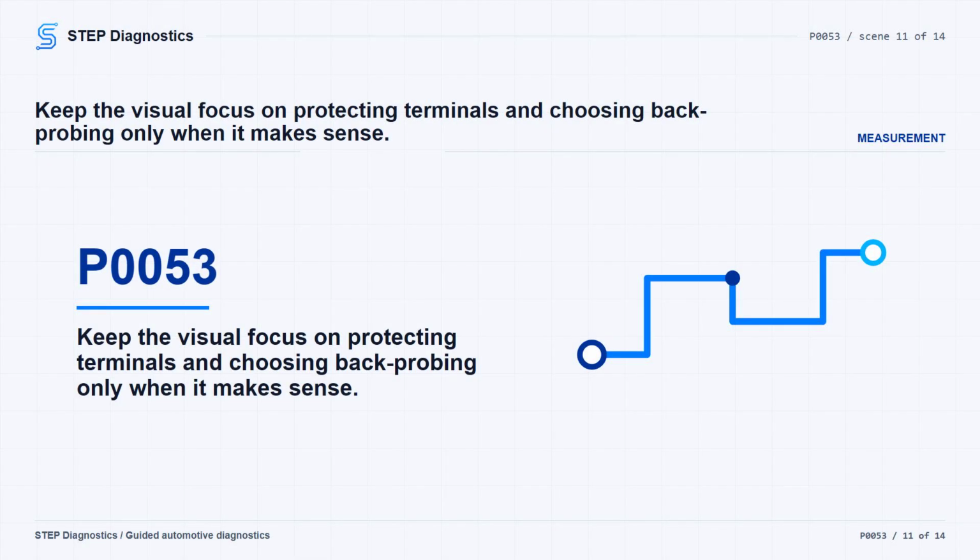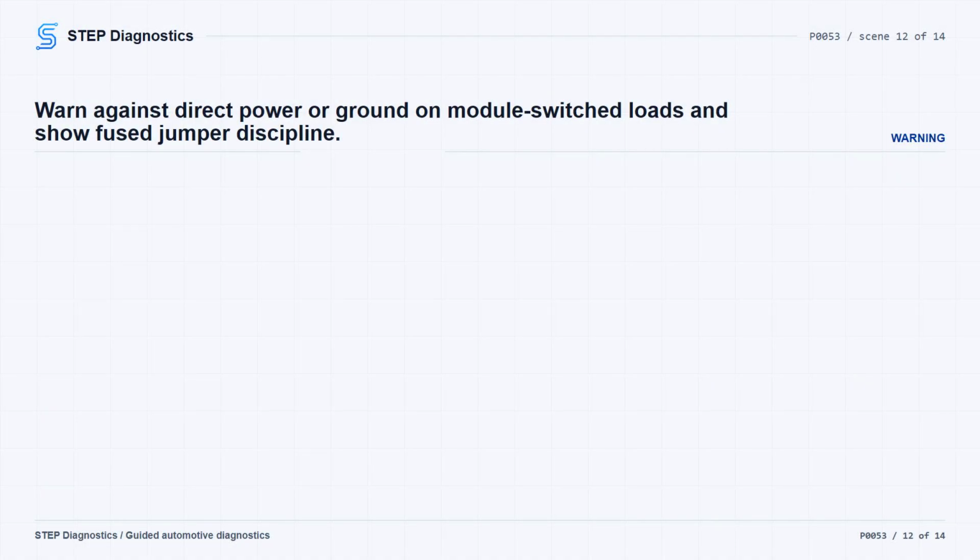Use the proper terminal probes and do not force test leads into connectors. Back probing is only for a circuit that has to be checked under actual operating conditions, and it is the wrong approach for a single-point voltage check where 0 volts is possible, or for checking continuity and opens with an ohmmeter. In those cases, disconnect and isolate the circuit, then test it normally. Also, do not apply power or ground directly to module switched components unless the diagnostic path specifically tells you to. If jumper wires are used, always use fused jumper wires.